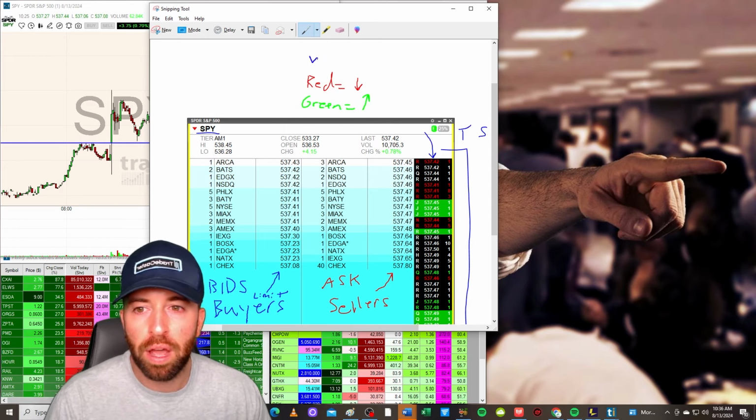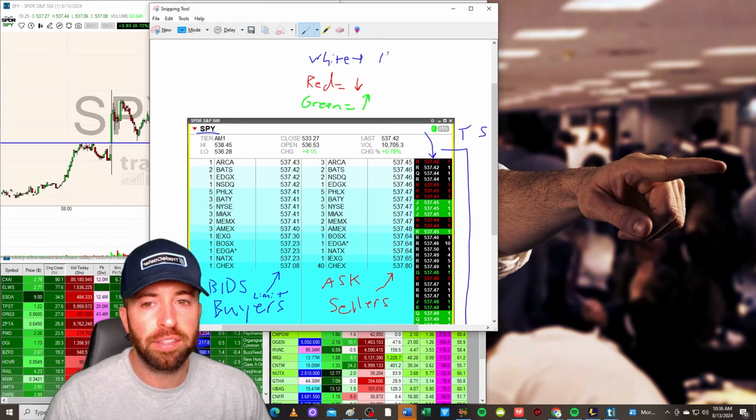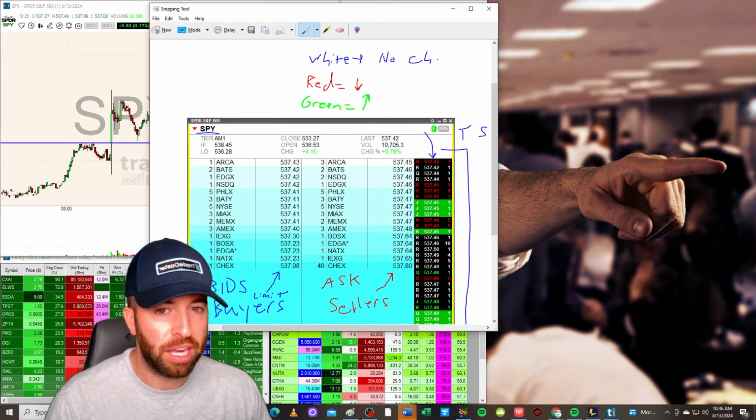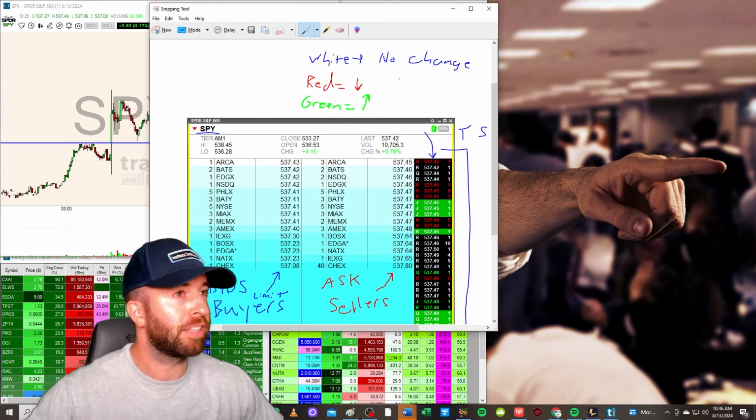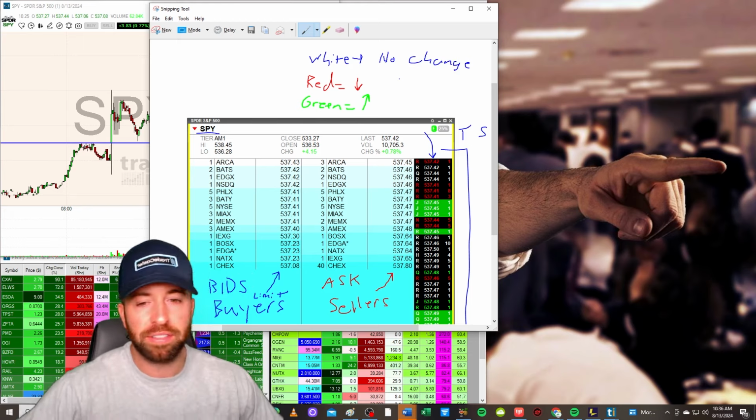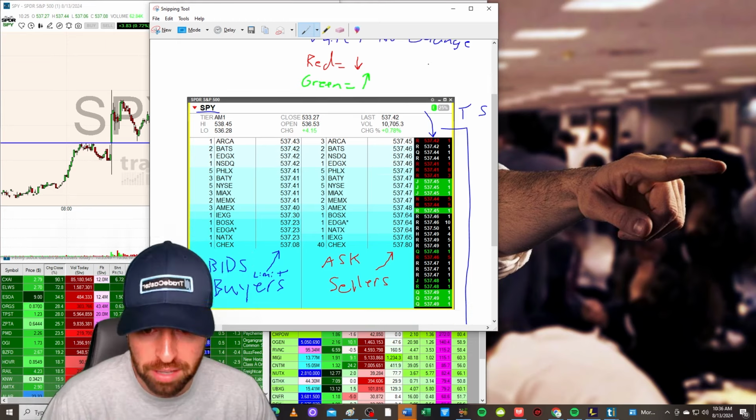And what do you guys think white means? White means that people got filled on this, but there was no change. There wasn't any change in the price. So maybe again, the price is $538.45 and people just kept buying at $538.45. So there wasn't any change in the actual price.